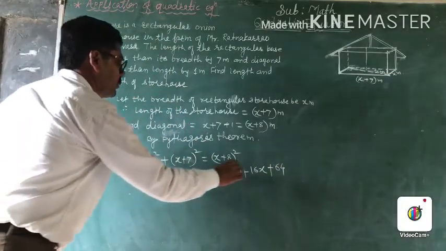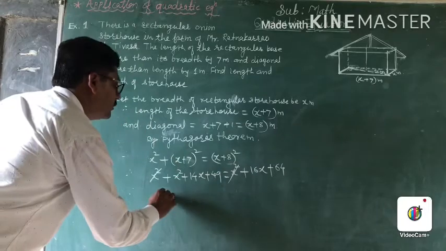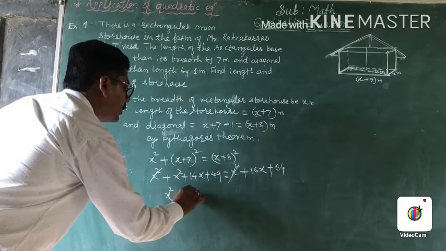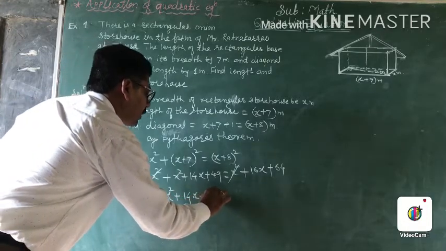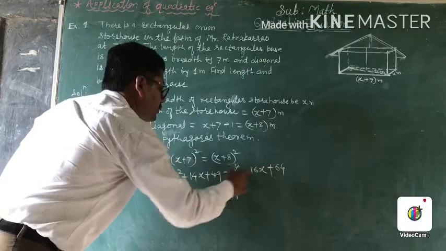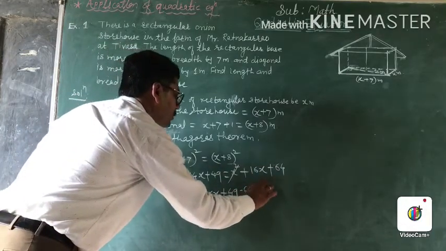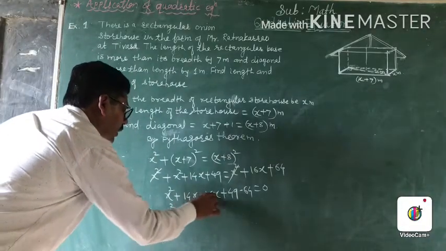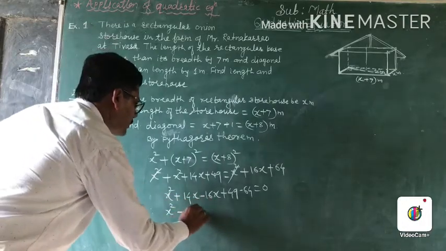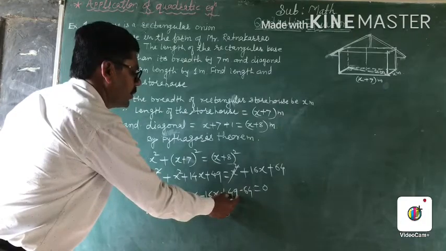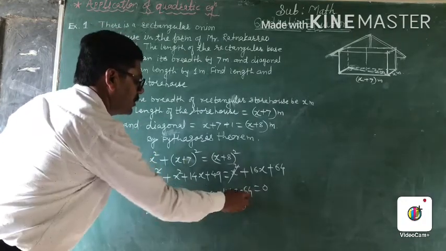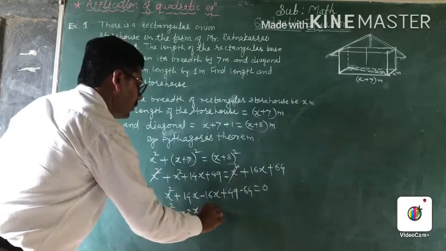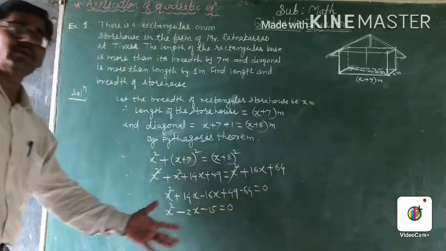Here x square cancels, and the remaining is x square plus 14x minus 16x plus 49, and 64 brought to the left hand side is minus 64, equal to 0. Therefore, x square plus 14x minus 16x is minus 2x, and plus 49 and minus 64, the remaining difference is minus 15, and the sign is minus, equal to 0. You get here the quadratic equation.